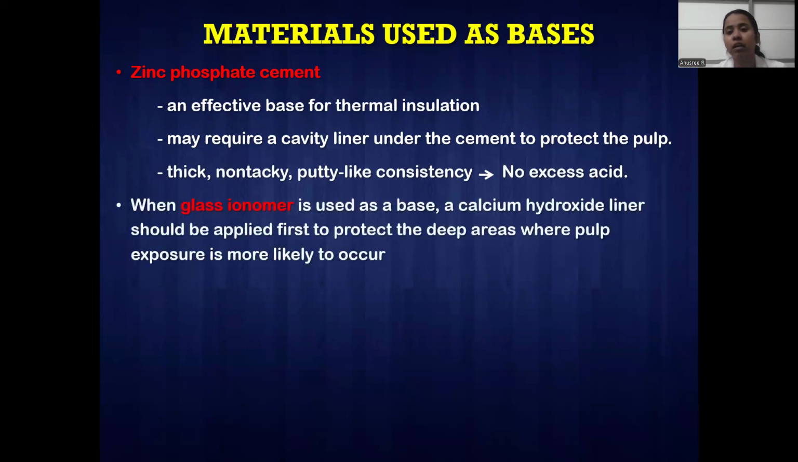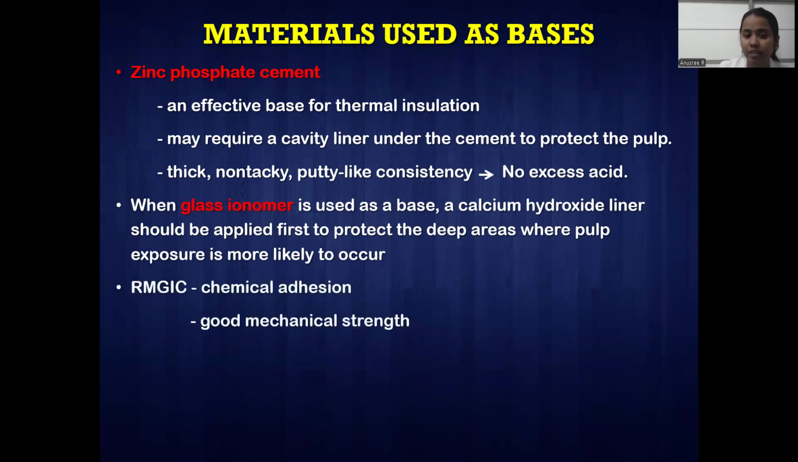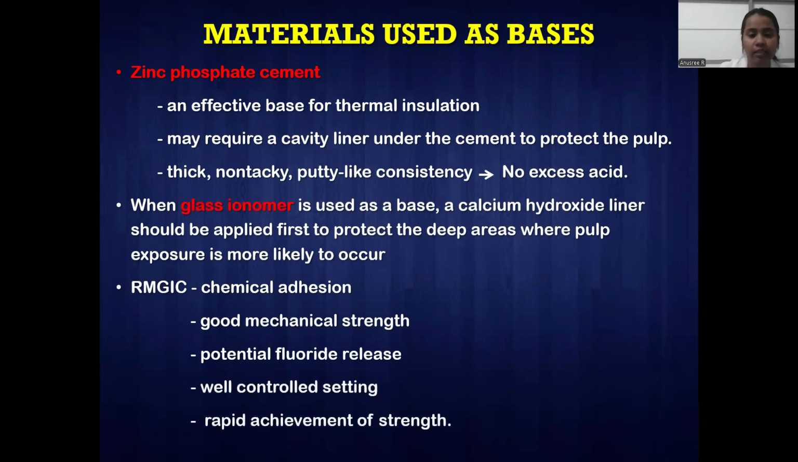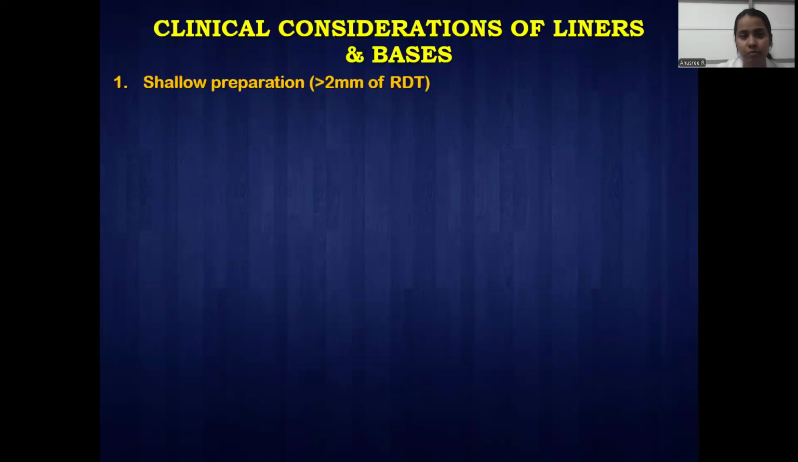Glass ionomer is mainly used over calcium hydroxide liner in case of deep preparation. It provides chemical adhesion, good mechanical strength, potential fluoride release, well-controlled setting, and rapid achievement of strength.